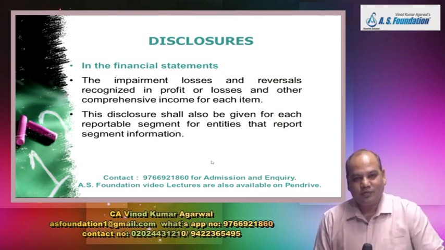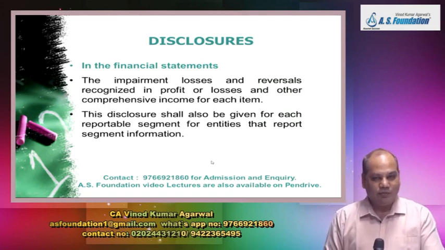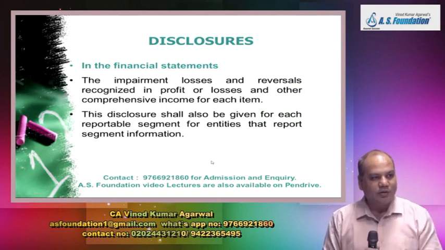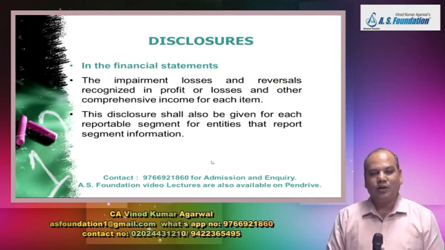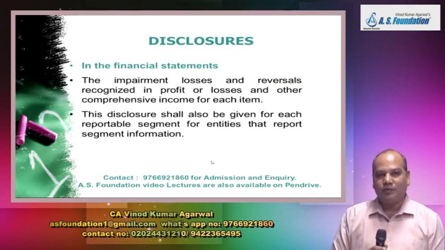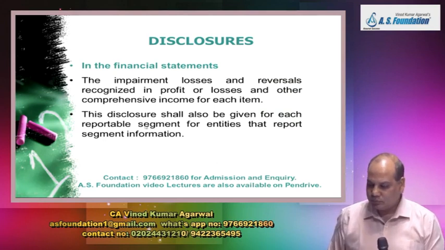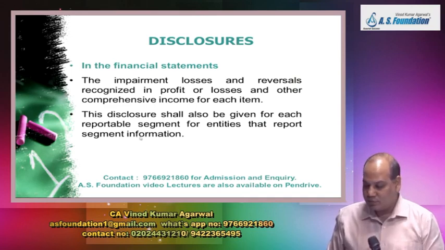Okay. When you provide an impairment loss for a revalued asset, you reduce the revaluation reserve, which will be presented in OCI. When you reverse the impairment loss and credit the revaluation reserve, it will also be presented in OCI. The disclosure shall also be given for each reportable segment for entities that report segment information.